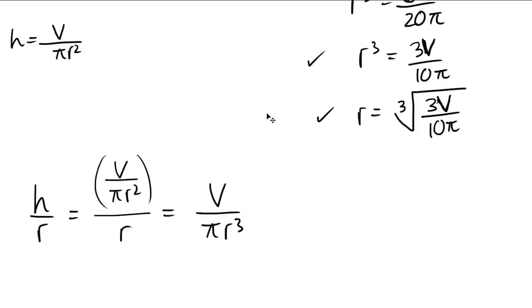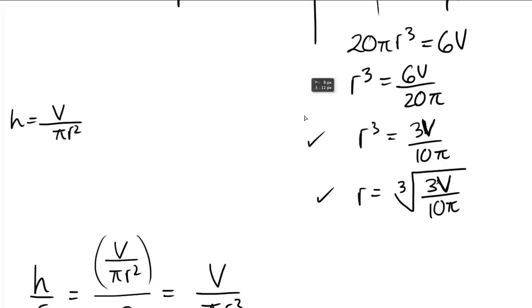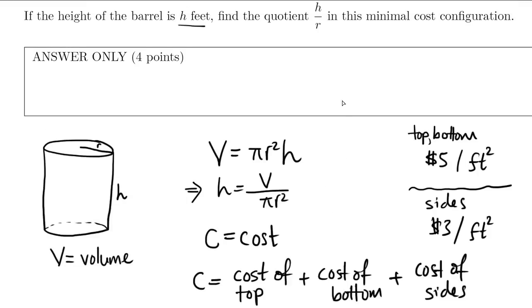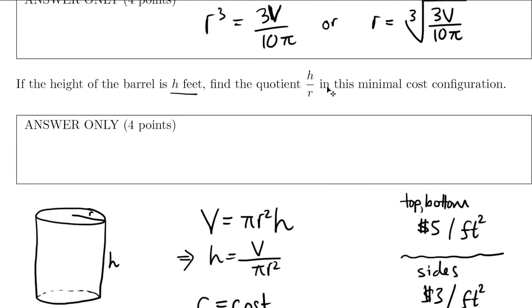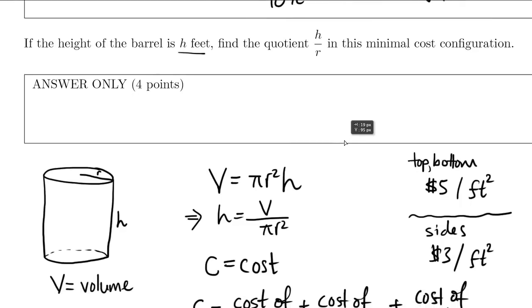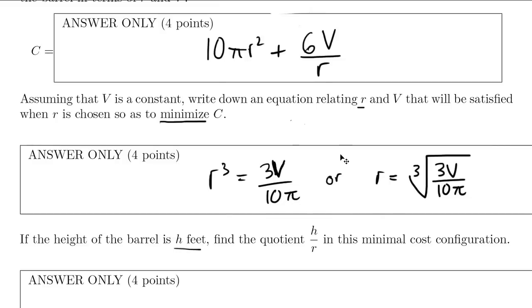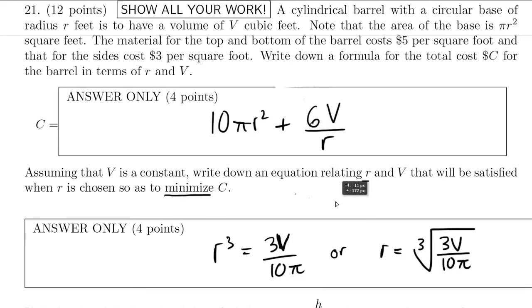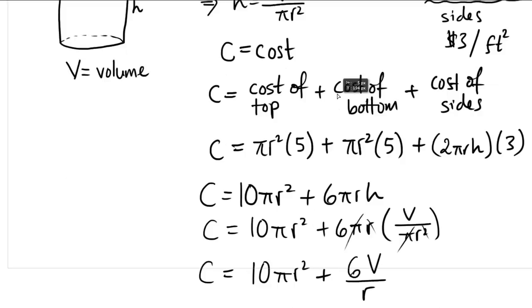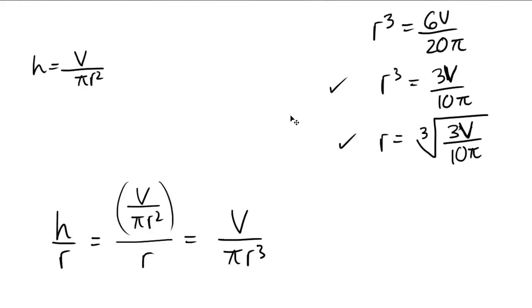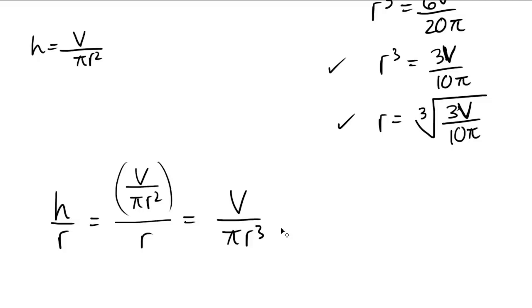I think that's, is that all we need to do? It's kind of annoying to have to go up and down all the time. Sorry about that. Now this is kind of, I don't know what they really want here. Find the quotient h over r. Well, we found one version of that down here, right? h over r can be thought of as V over pi r cubed.